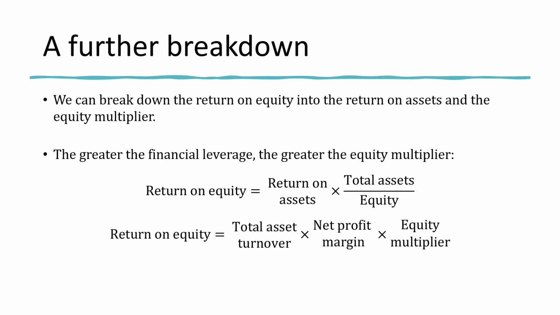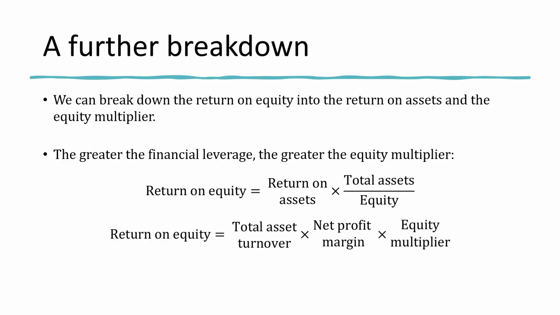We can break the return on equity into three components. We start with return on assets, and we multiply it by the ratio of total assets to equity. When we say equity, we're talking about the shareholder equity or stockholders' equity from the balance sheet. And what we're doing here is taking return on assets and multiplying it by what's called the equity multiplier, the ratio of total assets to equity. Now we can substitute what we did in the previous slide and break return on assets into two components.